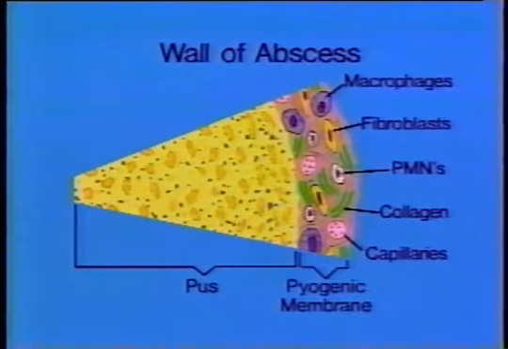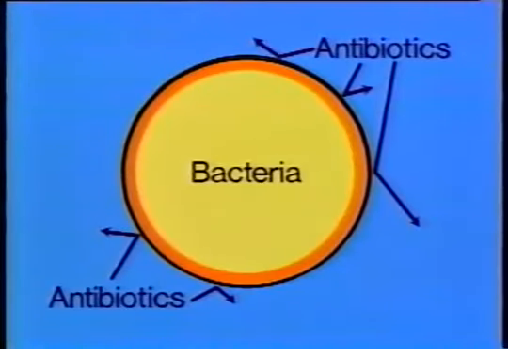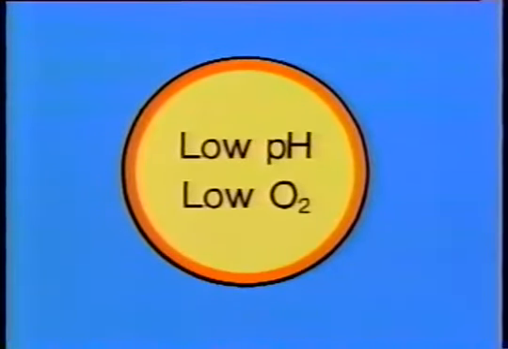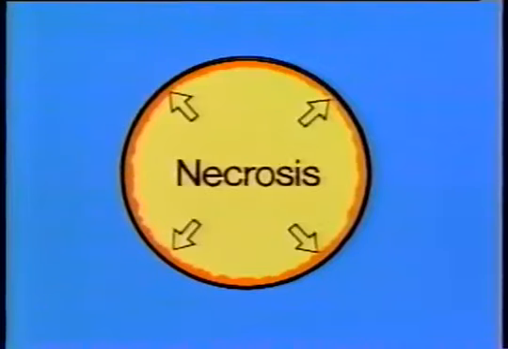When pus forms, it will soon be surrounded by proliferating fibroblasts and blood vessels infiltrated with neutrophils and macrophages. This is called a pyogenic membrane, and it walls off the pocket of pus. Such a pocket of pus is called an abscess. Once an abscess forms, it becomes very difficult for the inflammatory process to eradicate the infection. Organisms in the pocket of pus are inaccessible to circulating chemotherapeutic agents. Although they may not grow rapidly because of the acid pH and low oxygen tension of pus, they persist, and the abscess tends to grow larger by progressive necrosis affecting the inside of the pyogenic membrane.